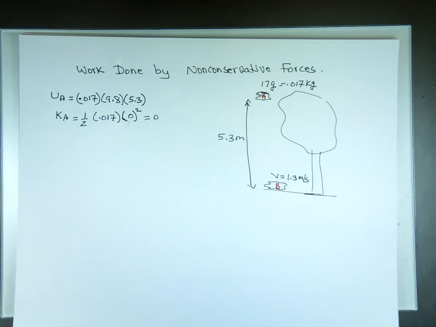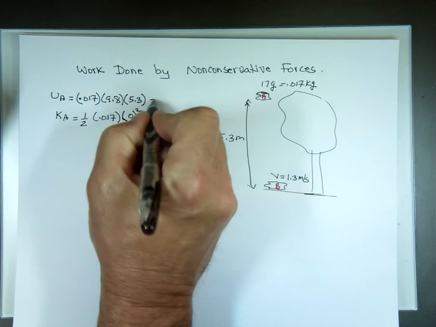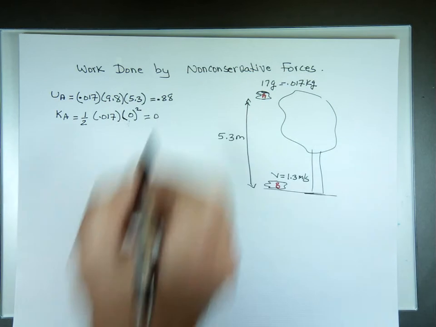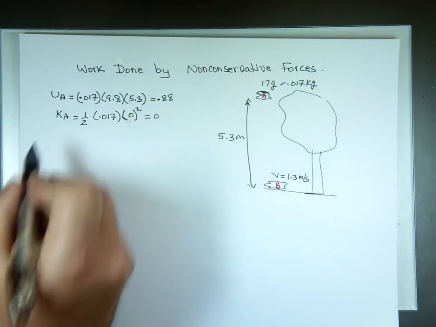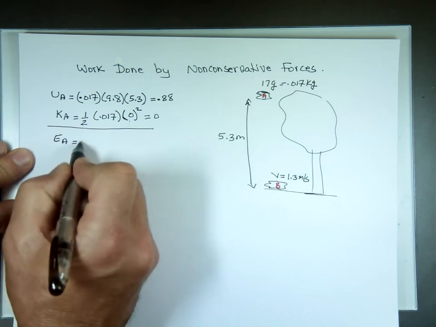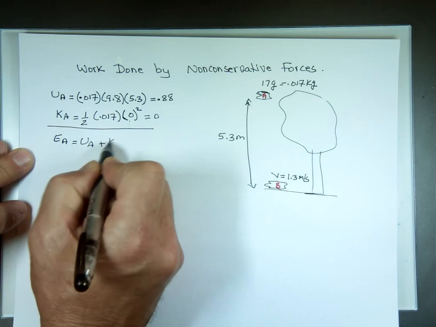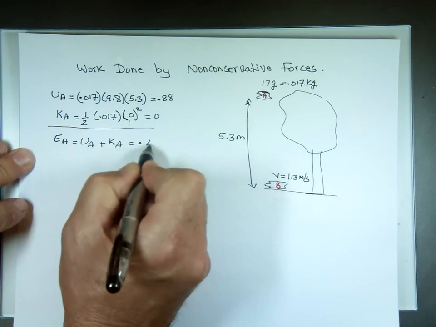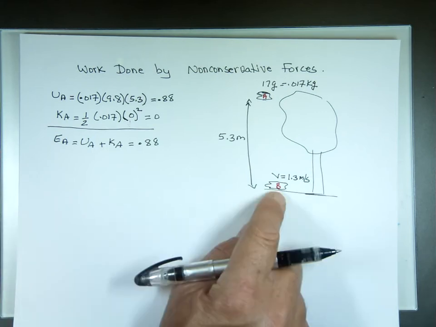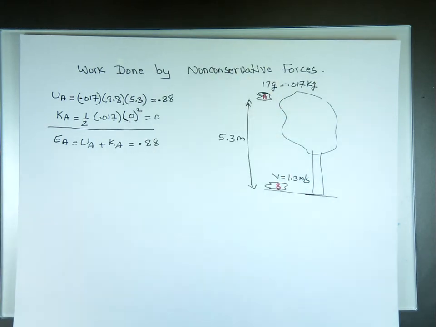0.017 times 9.8 times 5.3, which is what? 0.88. 0.88298, so 0.88 with two significant digits. So when I add them, the total mechanical energy at A is the potential plus the kinetic, 0.88. Now you're going to find out the total energy here is less than what we started with. Friction is going to make you lose some of the energy.